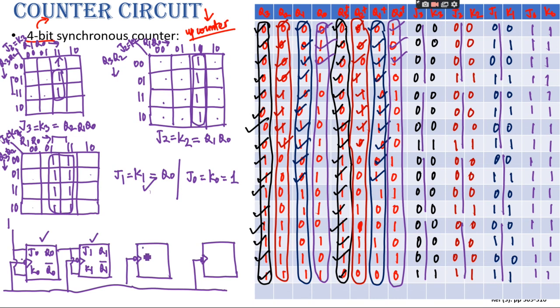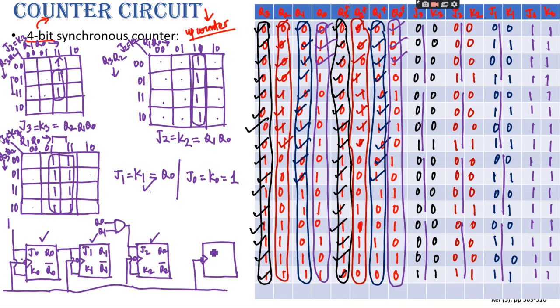Now if you have J2 and K2 and the output is Q2 and Q2 bar, for this flip-flop, how many flip-flops are on the left-hand side? 2. And what are their outputs? Q0 and Q1. We need to have an AND gate here, and this AND gate output will be connected to J2 and K2, and this input should be Q0 and Q1. Right? Yes, sir.